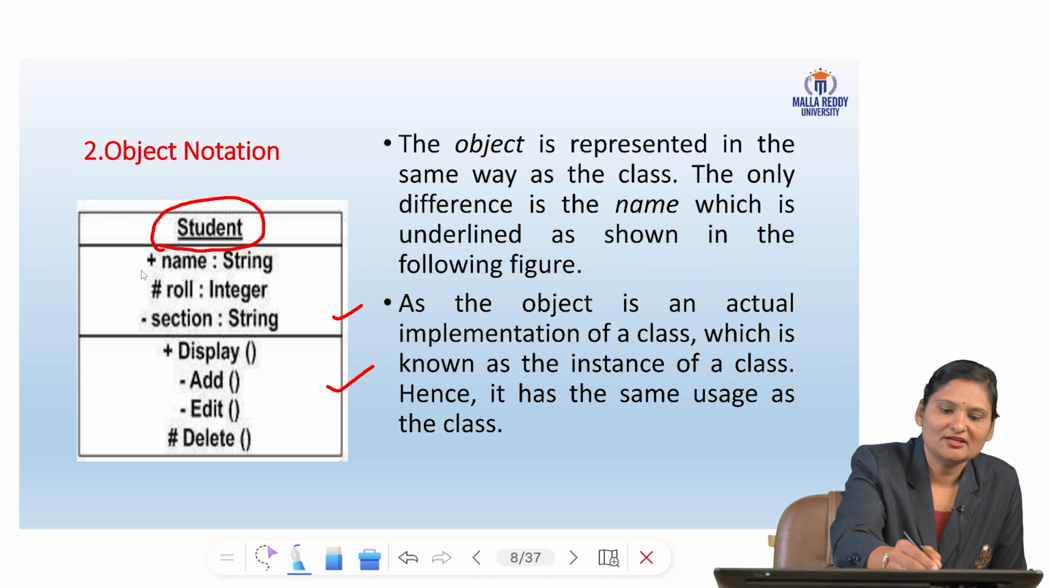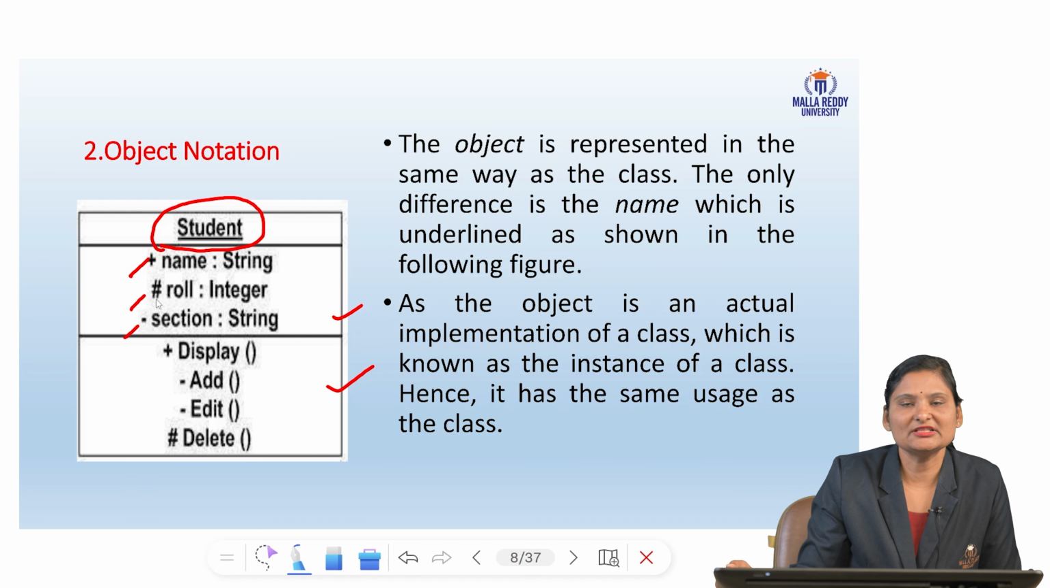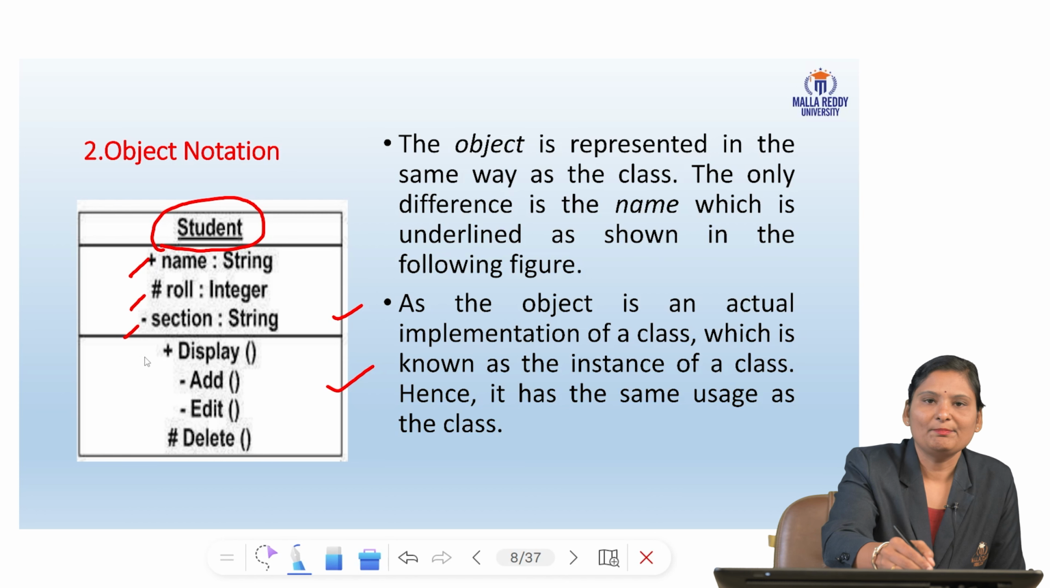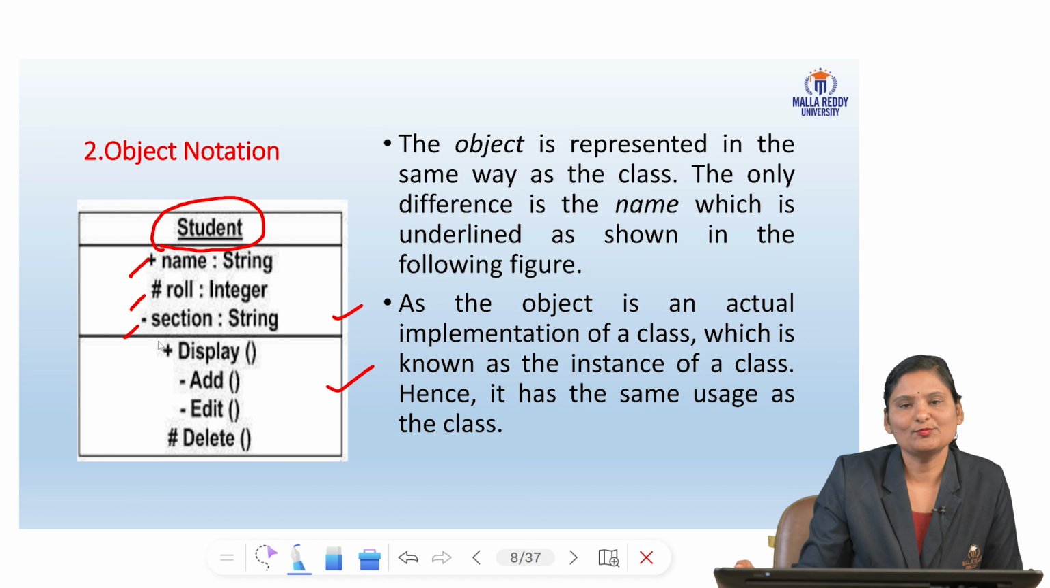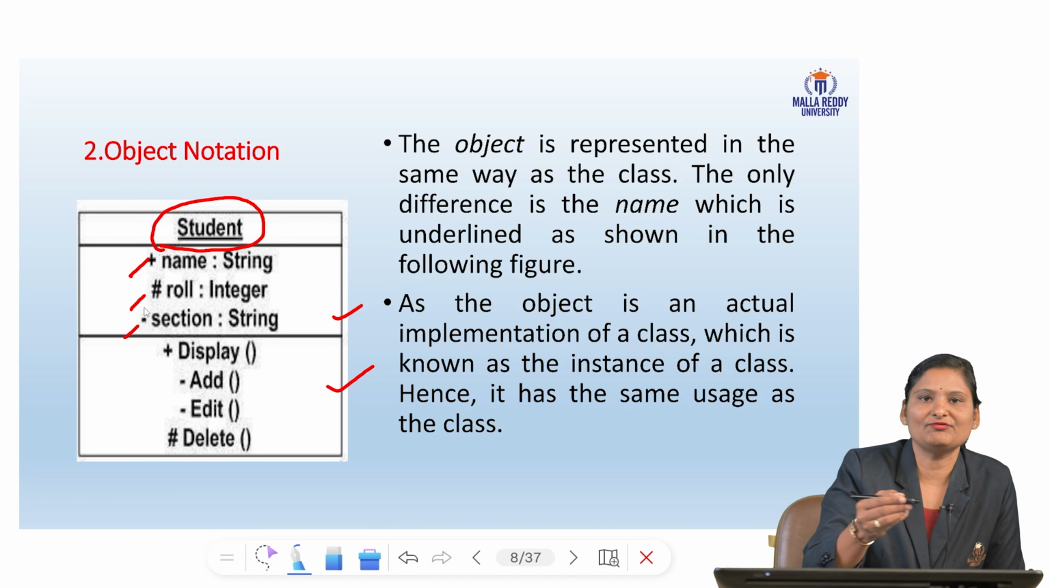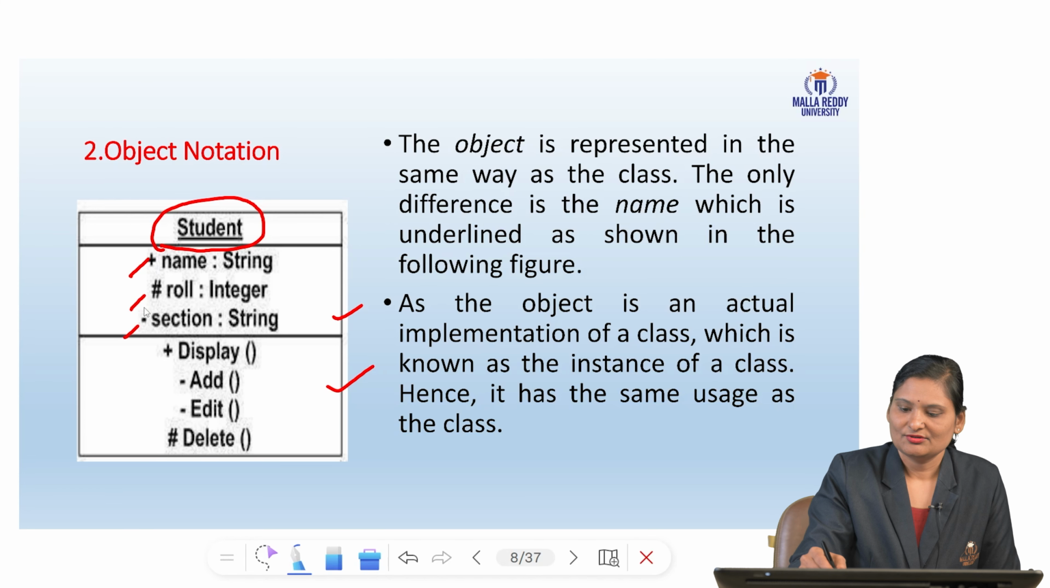You can see here the symbols plus, hash, and minus. These indicate the specification of public, private, and protected access specifiers. If you want to mention them in the diagrammatic representation, we use these symbols.